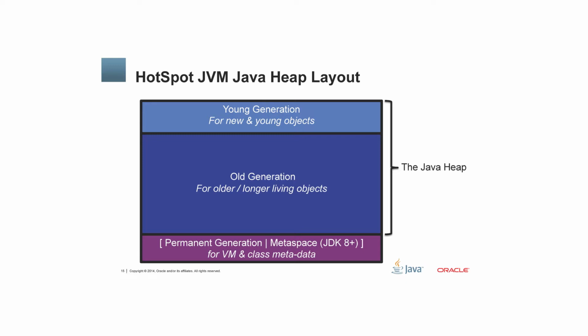If we take a brief look at the HotSpot JVM's heap layout, there's a young generation space, and it's responsible for new and young objects. So that's what is held in the young generation. There's also an old generation. This is for the older, longer-lived objects. Prior to JDK 8, there was another space here called the permanent generation. In JDK 8, this has been eliminated in favor of what's called a metaspace.